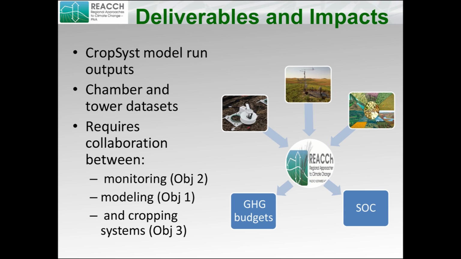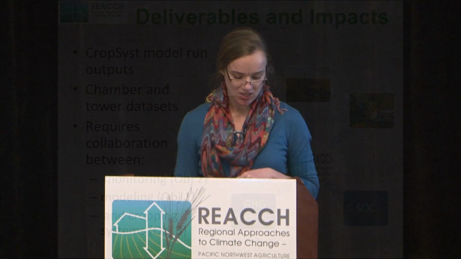This effort requires collaboration between 3 objectives. In a nutshell, the cropping systems inform how to best measure what we're trying to measure, the monitoring feeds into the quality of the modeling, and the modeling outputs inform best management practices for the cropping systems.